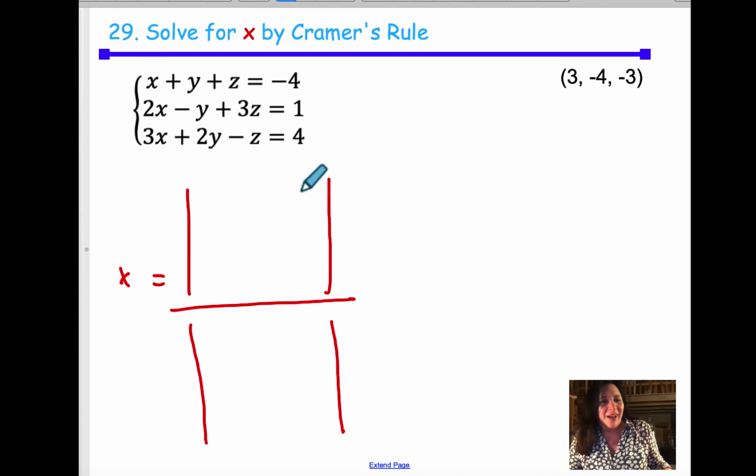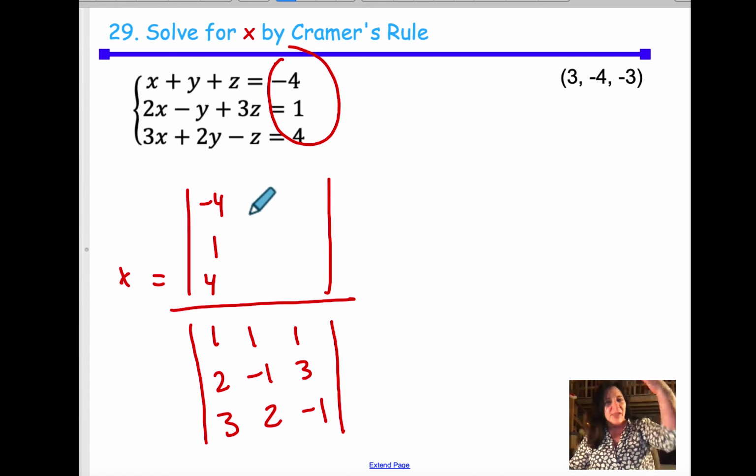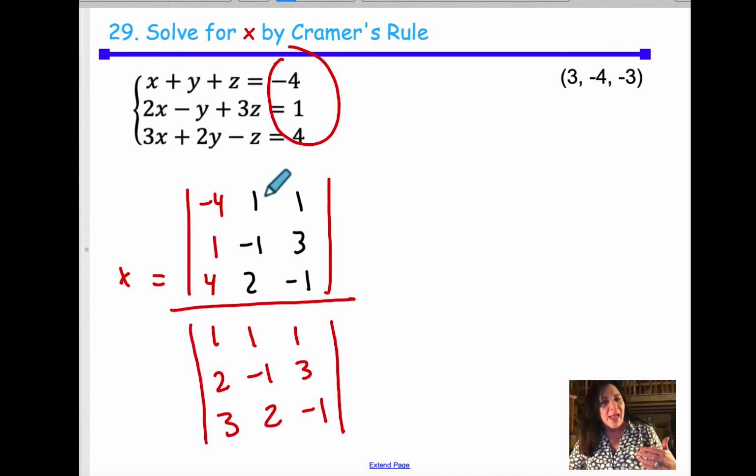Okay, so this right here, x, y, z. So we've got 1, 1, 1. We have 2, negative 1, and we have 3. We have 3, we have 2, we have negative 1. And if I'm solving for x, these values right here are going to go in x. So that would be negative 4, we have 1, we have 4. And then everything else gets brought up. So this would be 1, negative 1, 2, and then this gets brought up to 1, 3, and then negative 1.